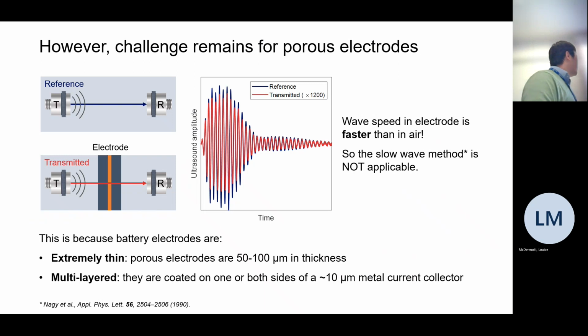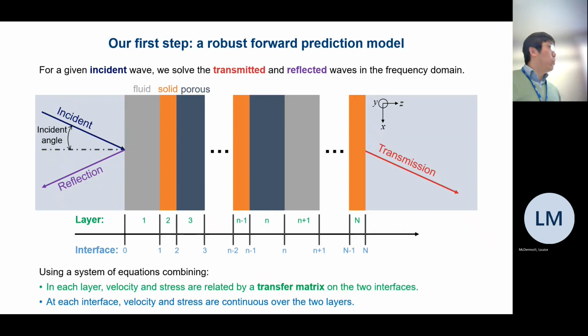So that's the technical challenge we need to overcome in order to achieve the vision, real-time control feedback of the electrodes that I mentioned earlier. Our first step towards overcoming this is to establish a robust theoretical model to predict the wave propagation.